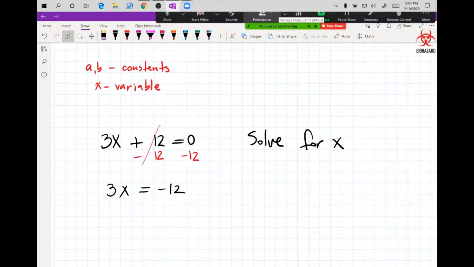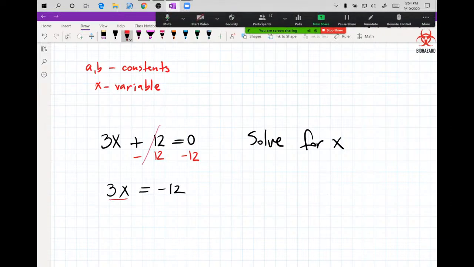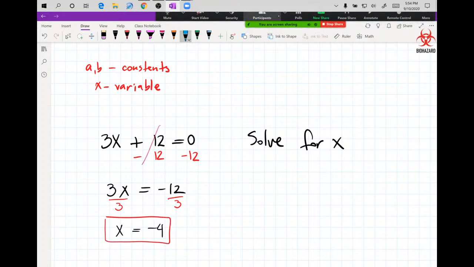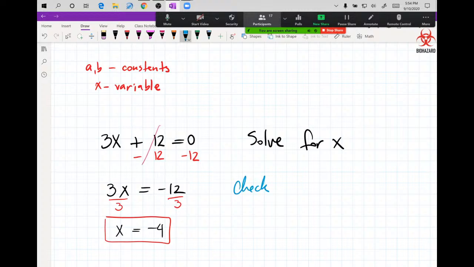Once I have this done, to get x alone, the next step is to divide both sides by 3, and I'm going to get x equals negative 4. Now that should be my solution, and I can check by plugging in. 3 times negative 4 plus 12, is that 0? 3 times negative 4 is negative 12, plus 12 is equal to 0. 0 equals 0. It's a true statement. Therefore, we have a correct statement.